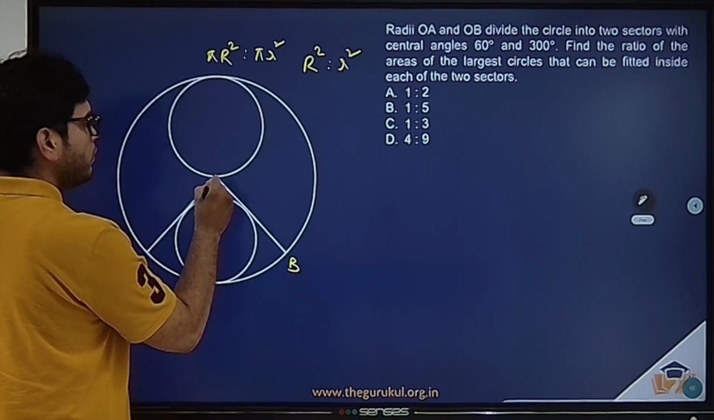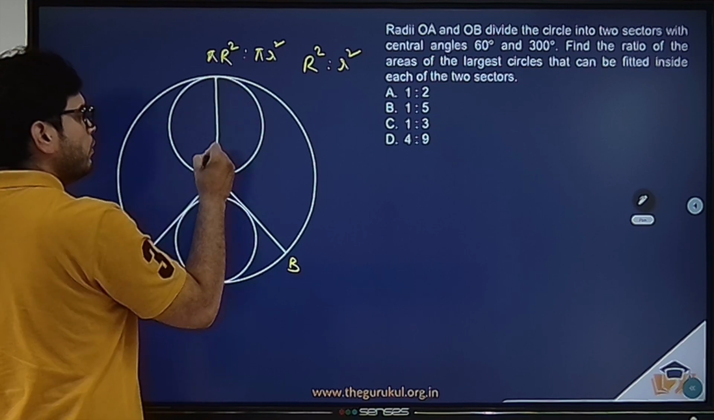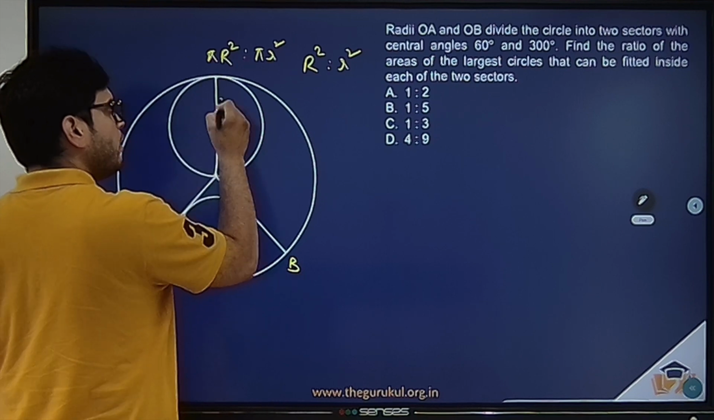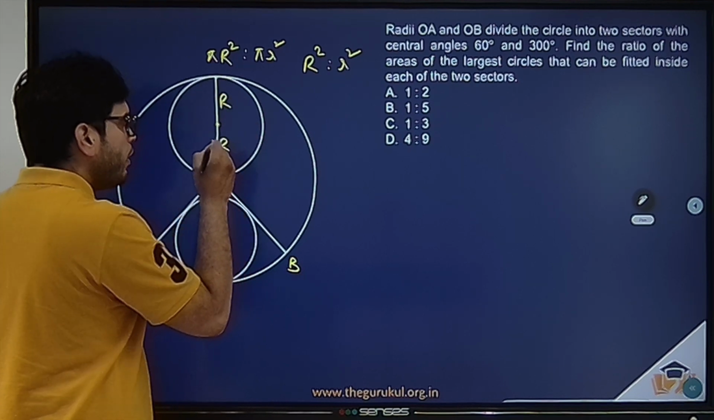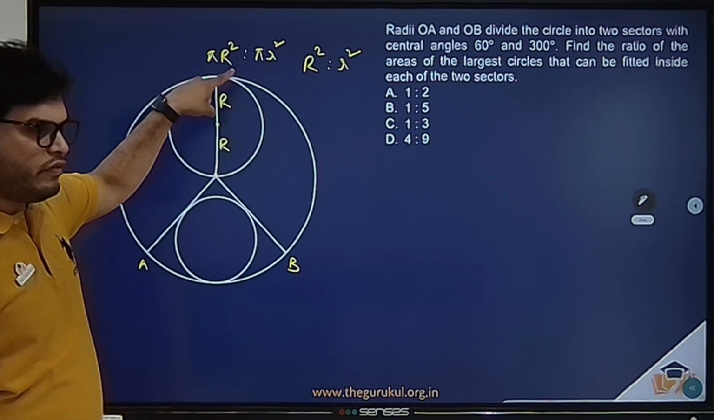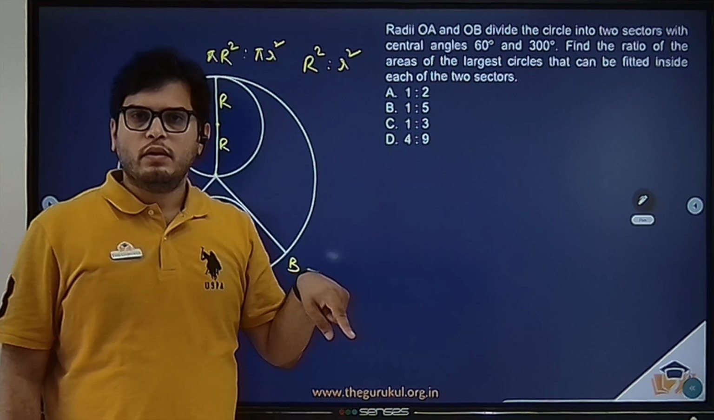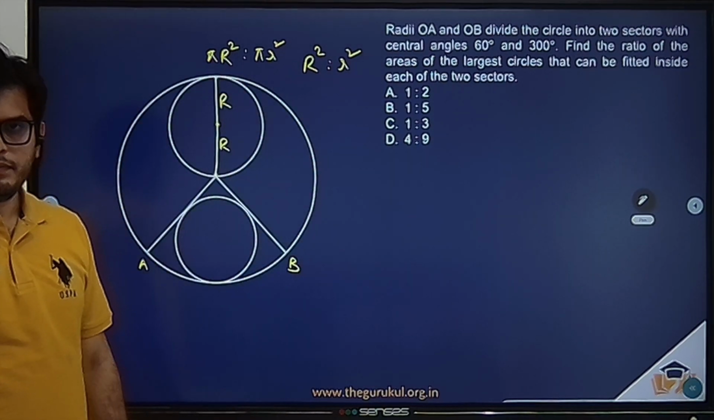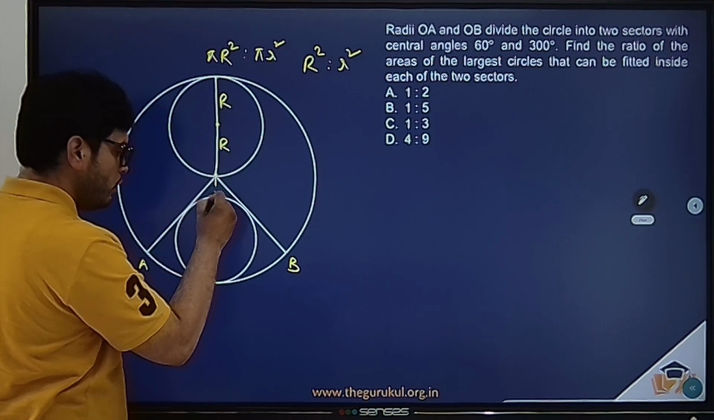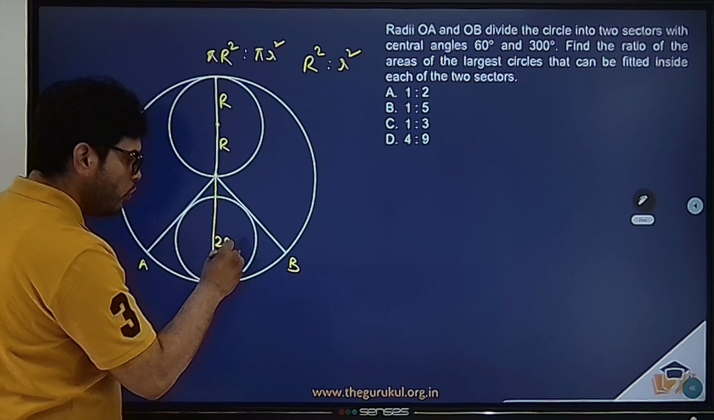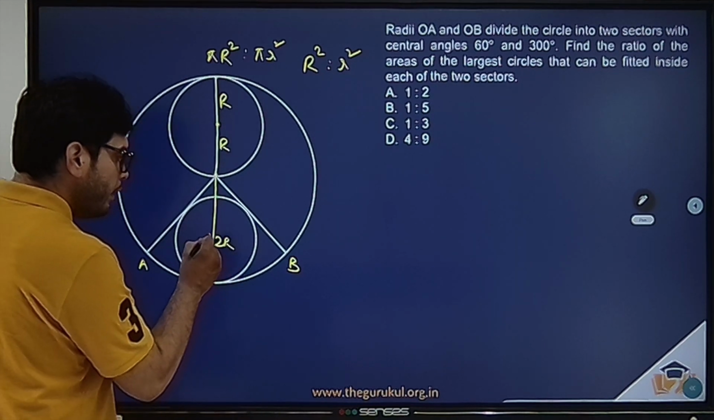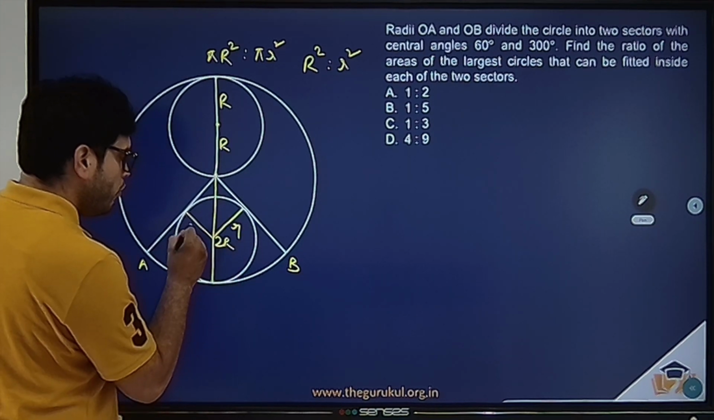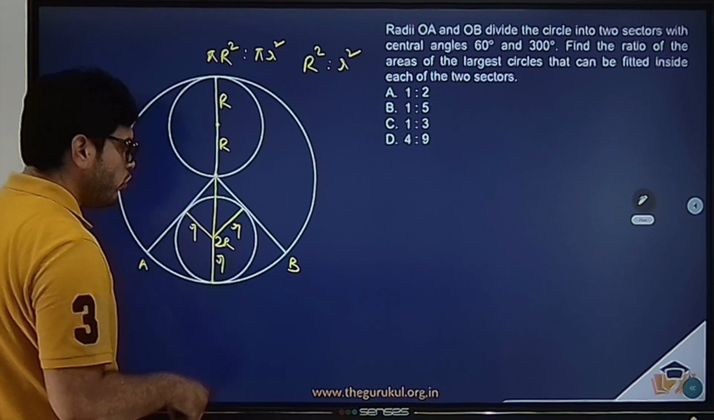Now let me consider this length to be 2r. Okay, this is the center of the circle. If I consider this as r, this will be r. 2r is the diameter of the circle, which is also the radius of the larger circle, right? Now if this is 2r, this should also be 2r, right? And let the radius of this smaller circle be r, so this is r and this would also be r.